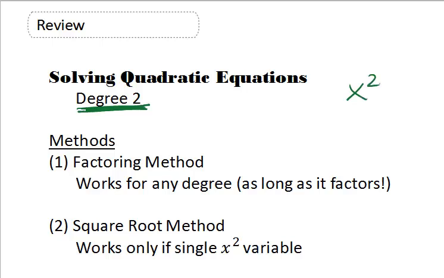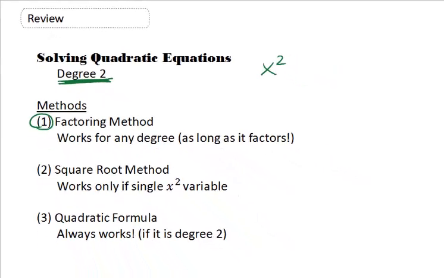The methods that we have learned so far: number 1, the factoring method. And this actually works for any degree of polynomial. It does not have to be an x squared. It could be anything higher than degree 1. So it could be x cubed, x to the 4th, and so on and so forth. And let's review how that method works.